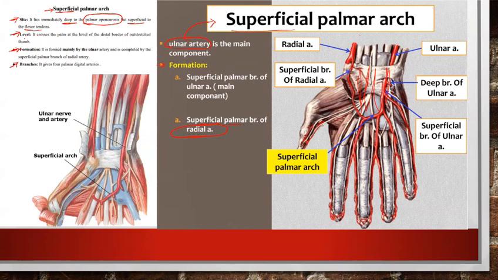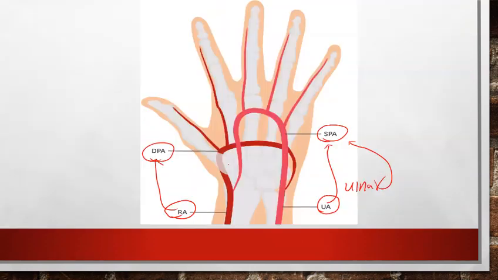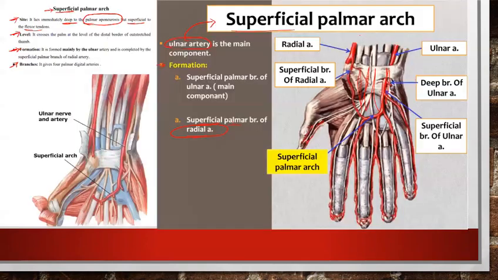The third point is the level, at which level the superficial palmar arch crosses the palm of the hand. If we see here in this image, we will find that the superficial palmar arch crosses the palm at the level of the distal border of the outstretched thumb.